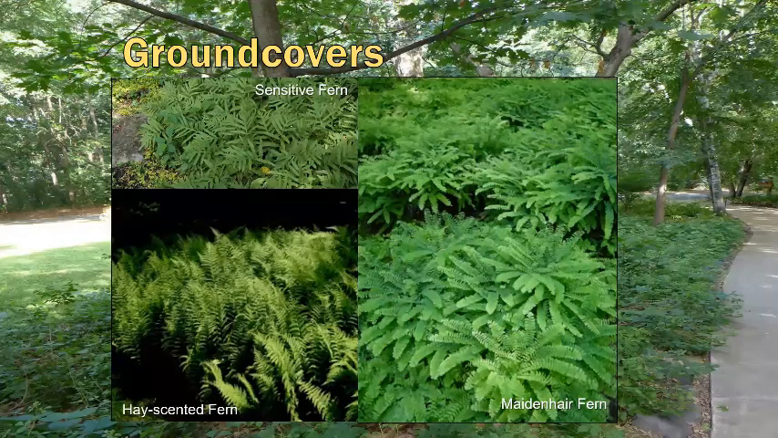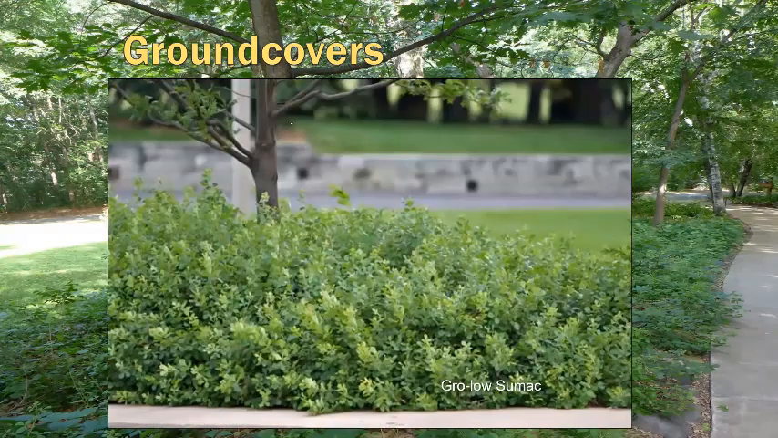And don't forget about ferns. They can create nice, consistent mats. Sensitive fern, maidenhair. You've probably heard about ostrich fern, which is probably one of the most aggressive. But there's a wide variety of ferns that can act like a ground cover. Fragrant sumac is more of a shrub.